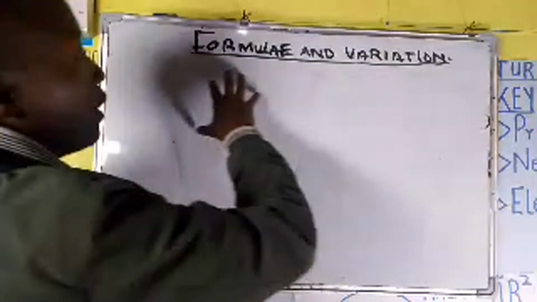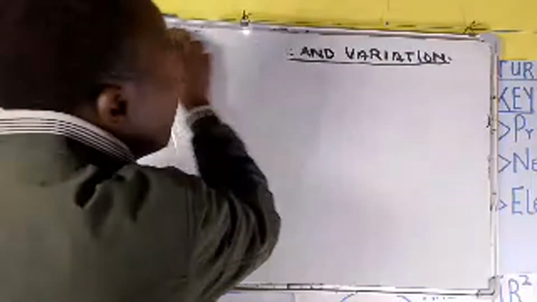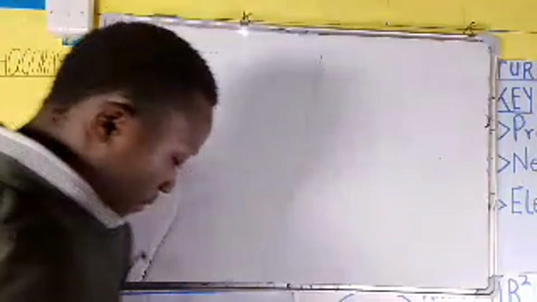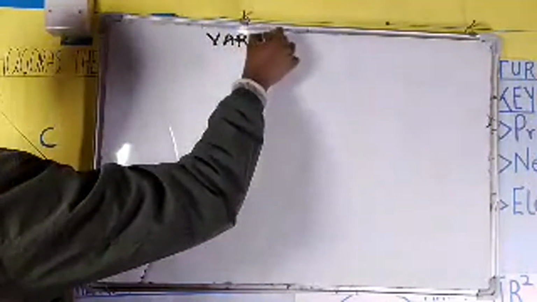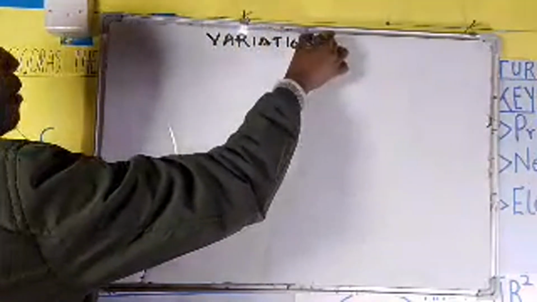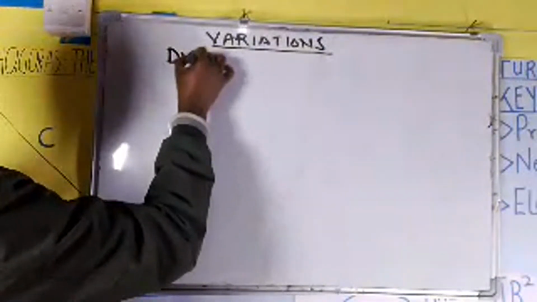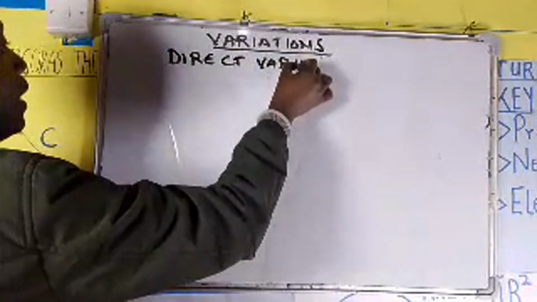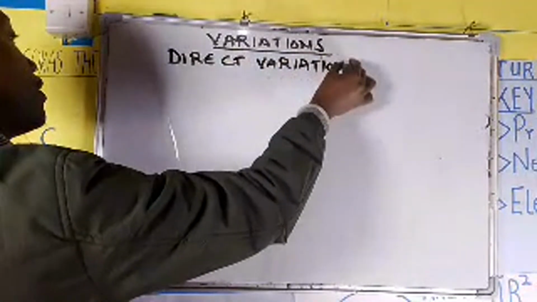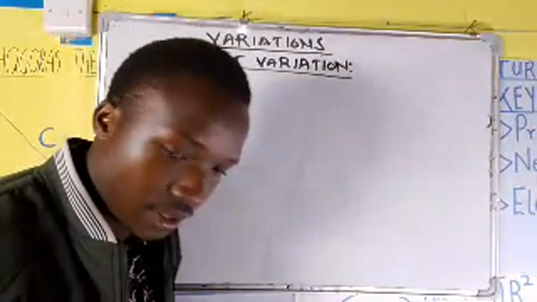So, formulae and variation, we are done with formulae. I want us now to start with variation. And for us to start with variation, we will start with the first one called direct variation.